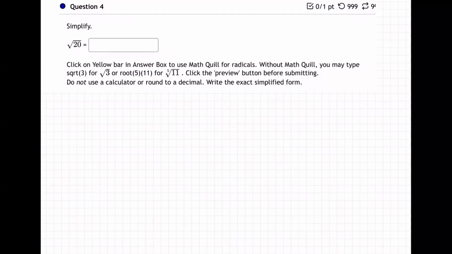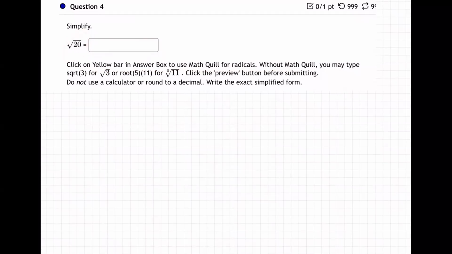Okay, so on this question, they want us to do the square root of 25, simplify. Now they say, click on the yellow bar. I don't know what all that is. We'll do all that in a second, but let's just do the square root of 20. Okay. How do we do it?